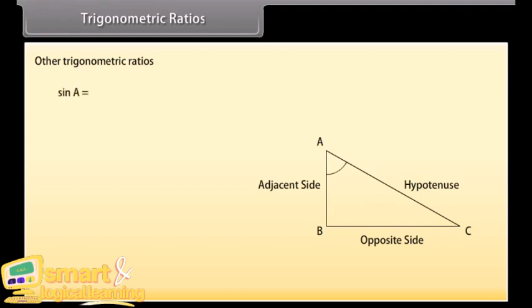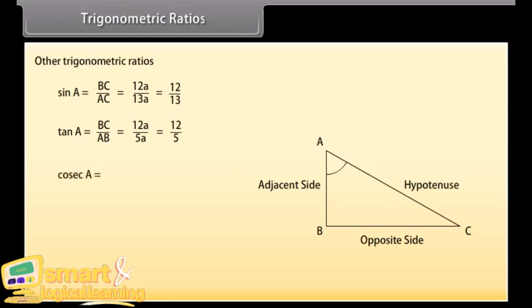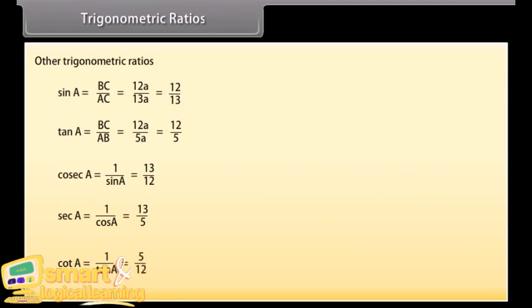Sin A is equal to BC upon AC equals 12A upon 13A equal to 12 upon 13. Tan A is equal to BC upon AB equals 12A upon 5A, which is equal to 12 upon 5. Cosec A is equal to 1 upon sin A, which is equal to 13 upon 12. Sec A is equal to 1 upon cos A, which is equal to 13 upon 5. Cot A is equal to 1 upon tan A, which is equal to 5 upon 12.